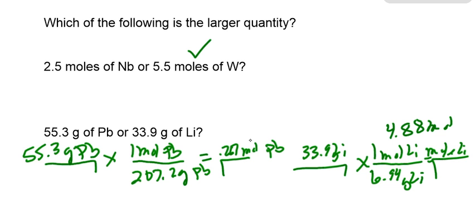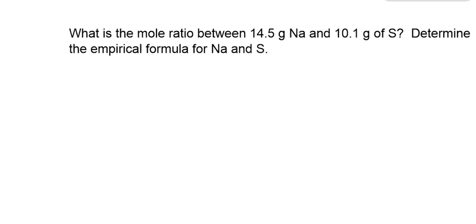So the larger quantity is going to be the larger moles, so that's going to be lithium. So let's put a check by that. 4.88 moles is definitely greater than 0.267 moles. Okay, so we're going to try one more. All right, so let's take a look at that next question.